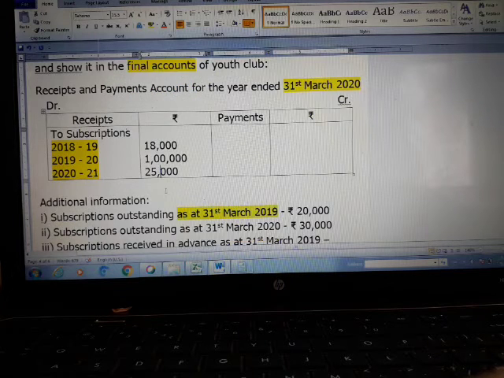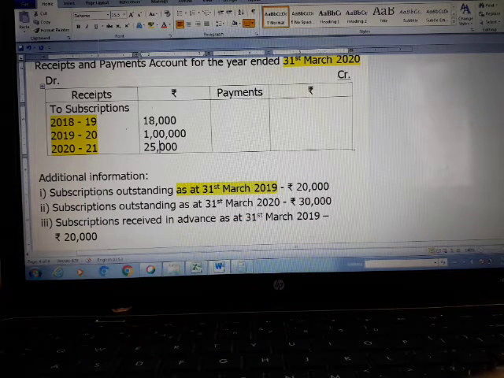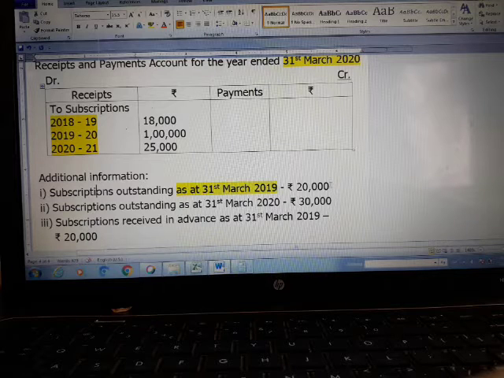Now let's see what additional information is provided in my question. First one, subscription outstanding as at 31st of March 2019 is rupees 20,000. Again, the important terminology to be kept in mind is that when the word as at is given, it means it is cumulative. Keep that in mind. That means previous year outstanding which did not get cleared has accumulated to the current year, and in this year whatever does not get cleared along with the previous year, it will get accumulated to next year. So that is what they say here as at.